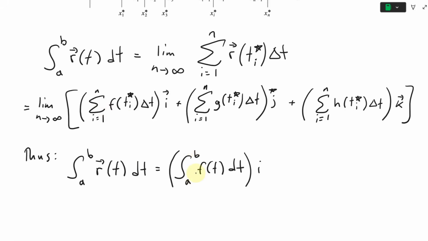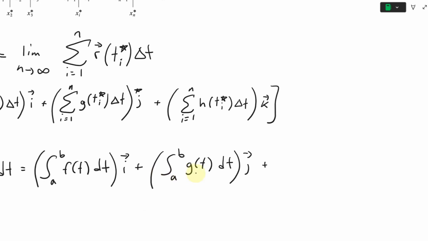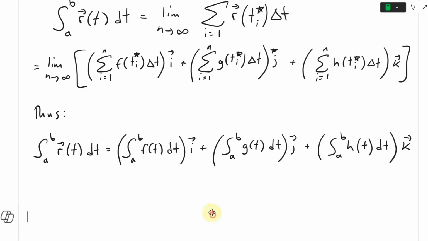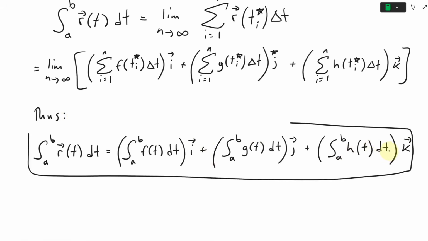And this is going to be i, and then plus the integral from a to b of g of t dt, and this is j. Now the next one is, again, the integral from a to b of h of t dt, like that, and this is k. Alright, I just quickly paused the video and shrunk it again, and we're going to box this whole thing out like this. So this is the integral of a vector function.